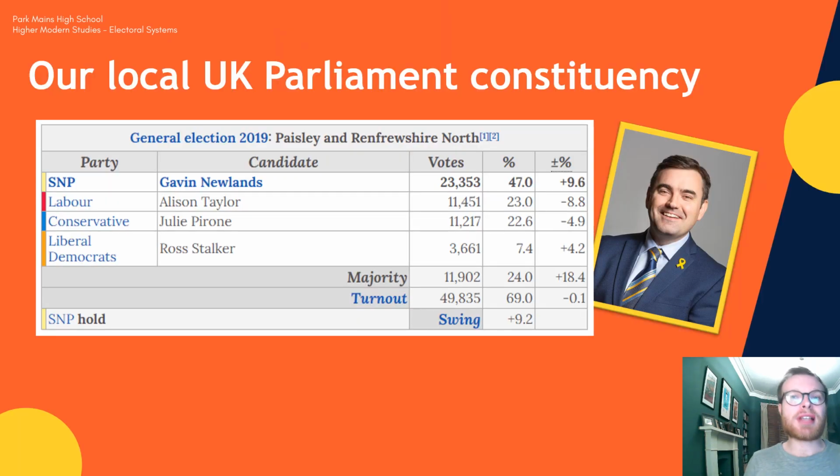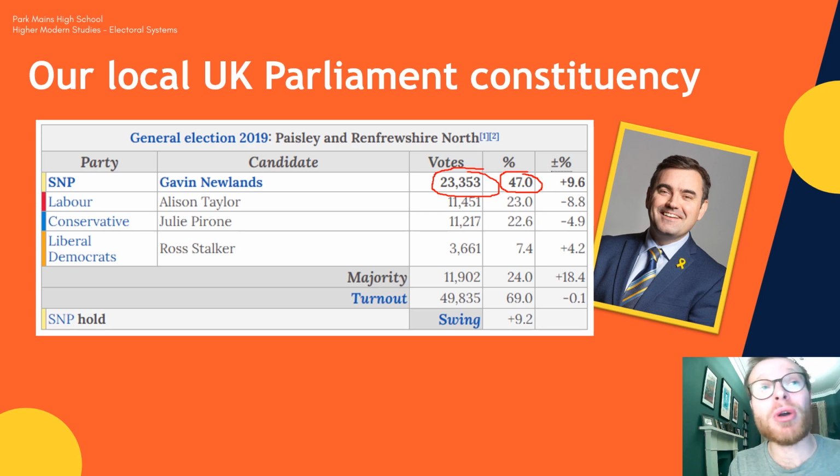Okay, so here's an example from our constituency. I'm assuming you all live in this constituency, but this is Paisley and Renfrewshire North, the constituency that Park Mains is in. Gavin Newlands there in his picture is your Member of Parliament. And you can see that he got 23,353 votes, which turned out to be 47% of all the people who voted. 47% of them voted for Gavin Newlands.